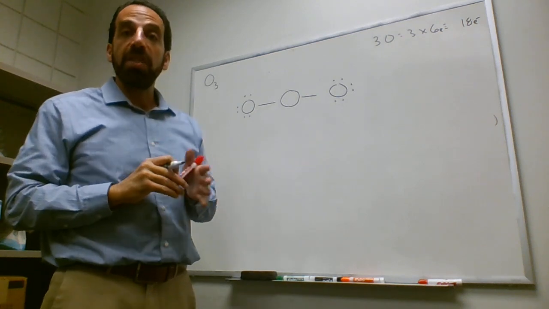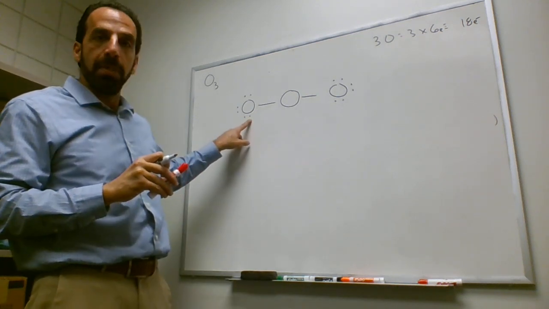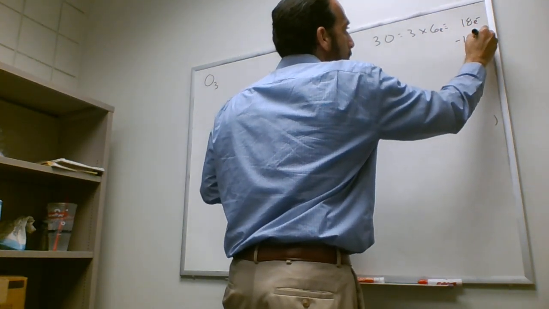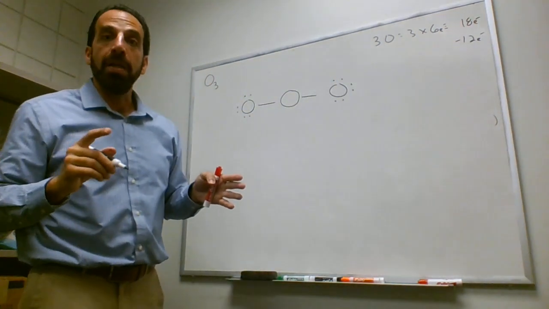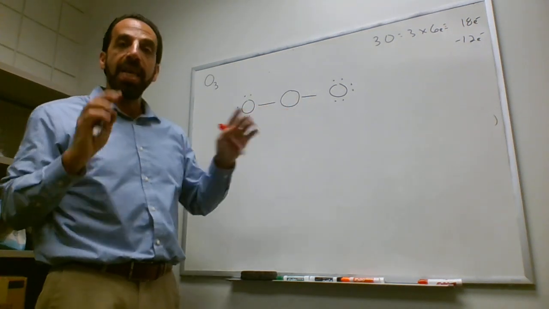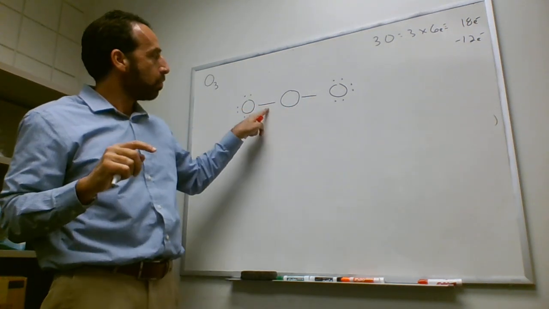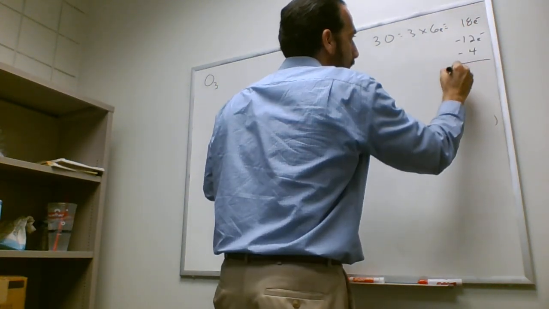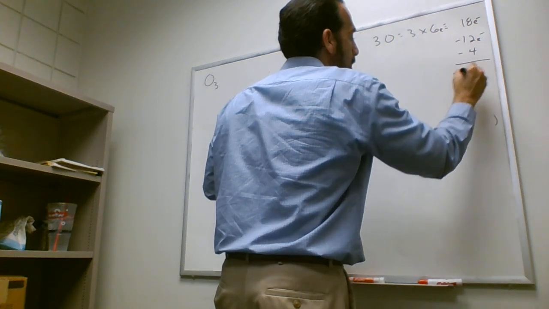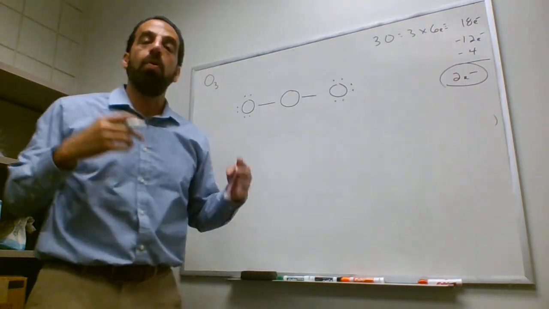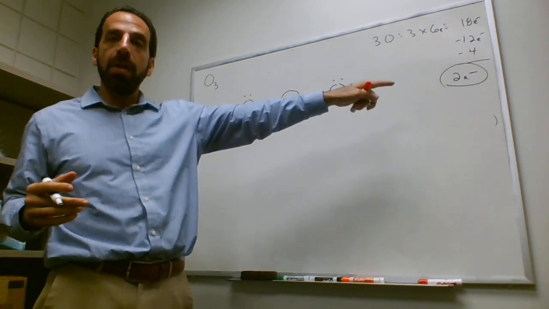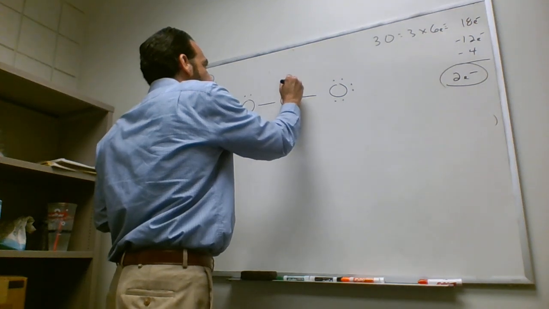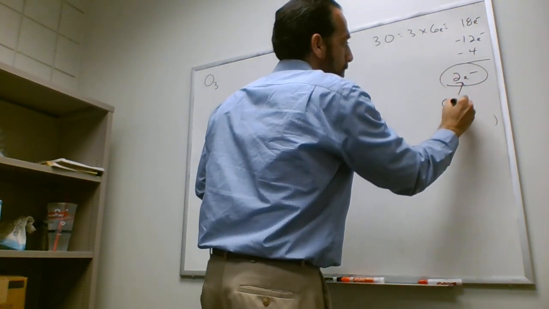Let's count how many electrons I've used up right now. I got 6 from here, 6 from there, so that's minus 12 electrons. Then I got the 2 bonds. Each one contains 2 electrons, so 2 and 4, and then minus 4. So right now I got 2 electrons remaining. These 2 electrons that remain go on the central atom as a pair. So these always go on the central atom.